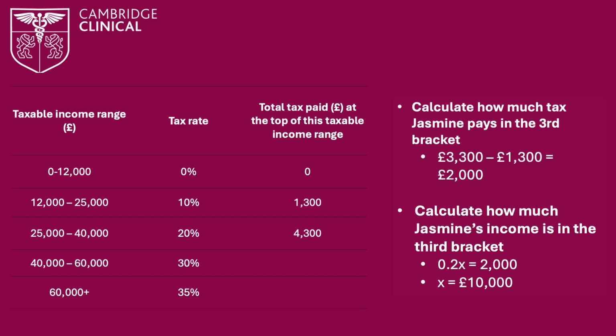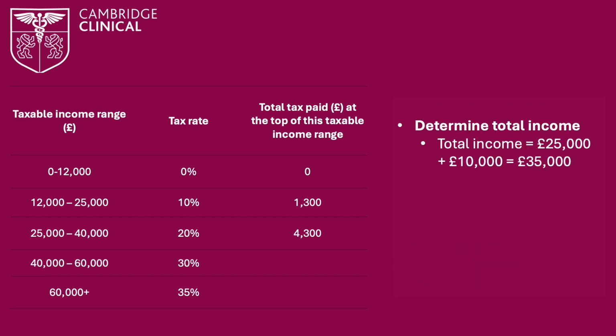Because the third bracket's tax rate is 20%, we can find the portion of her income in that bracket by solving 0.2 times x equals 2,000. Thus, x is equal to £10,000. Therefore, Jasmine must earn £10,000 in the third bracket to incur £2,000 of tax at the 20% rate.